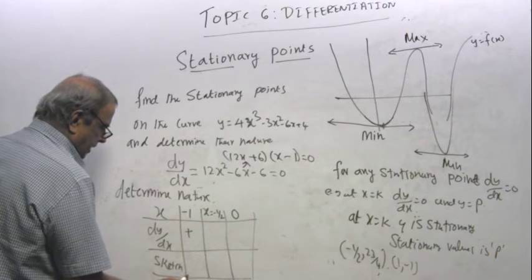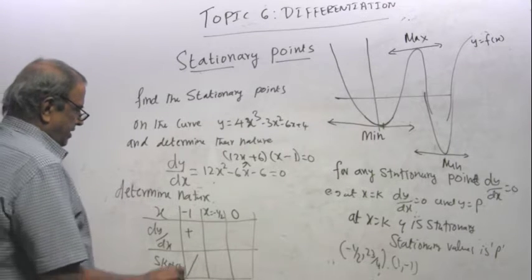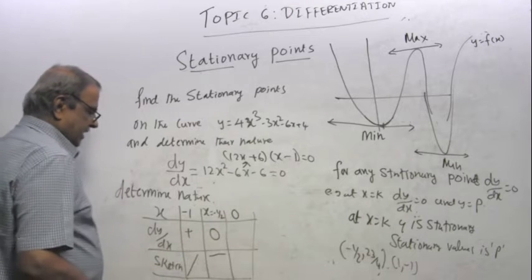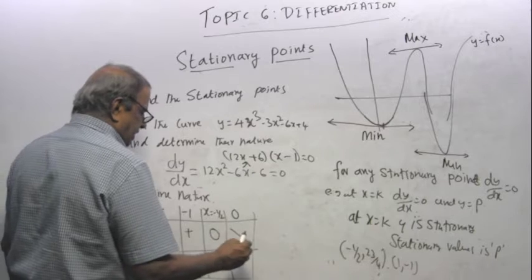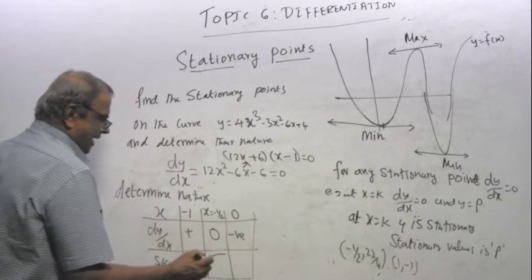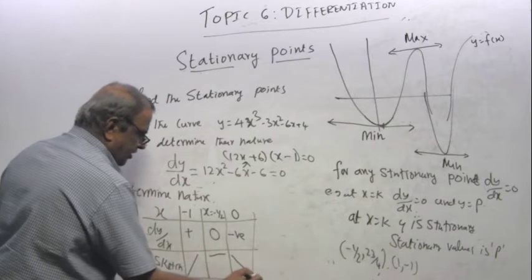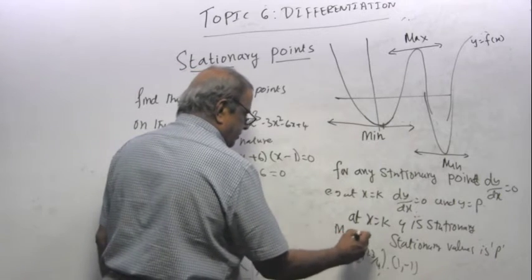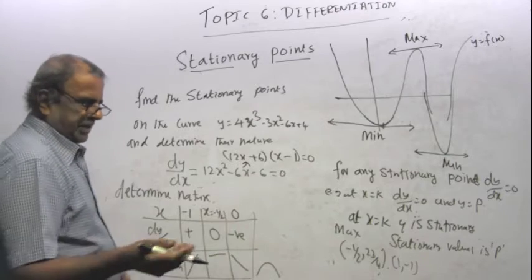Positive. If dy by dx is positive, the graph is increasing. At that point, it is 0, so the tangent is horizontal. At 0, the gradient is negative. That means the tangent has a negative gradient and the curve is decreasing. Now, what is this shape? It's a maximum point. It's a local maximum or a relative maximum point.